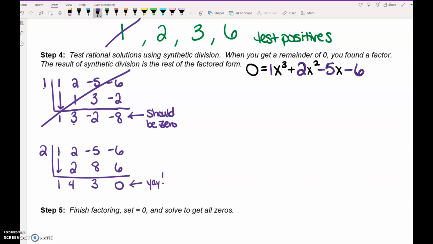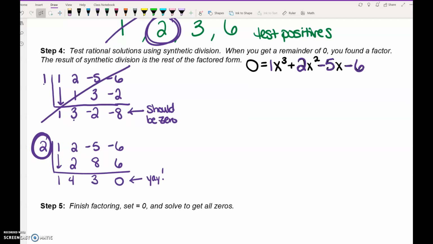Now, is it possible that you're going to have to do synthetic division 2 or 3 or 4 times to find a solution? Yes, that is definitely possible. So we got 0. That means that 2 is a solution. So yay, we found one of our solutions. What next?